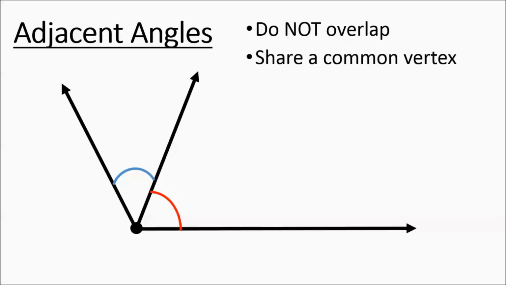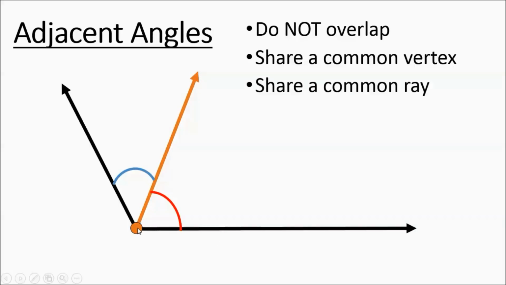They share a common vertex. That red dot is where they both intersect. The tips of both angles are right there. And also they share a common ray. The ray between them, this one that just turned red, is the ray that they share. And that's adjacent angles, basically angles that are next to each other and don't overlap.